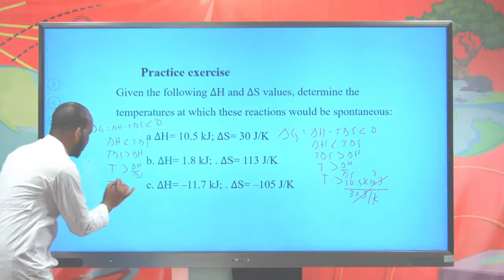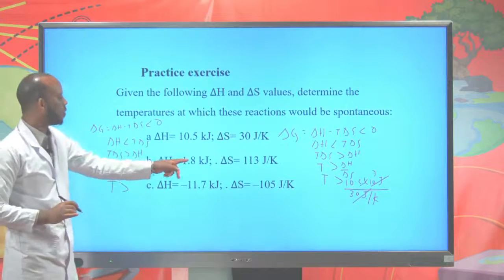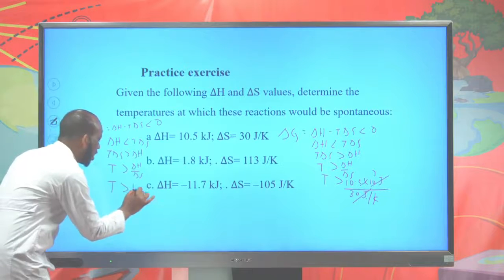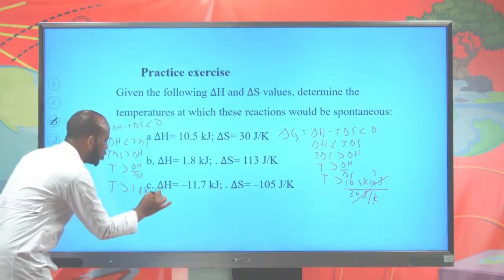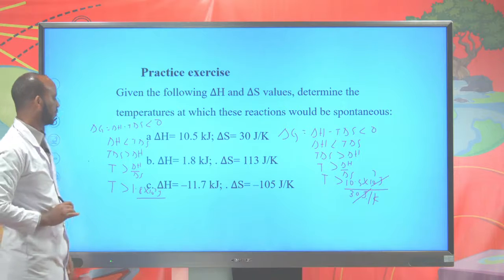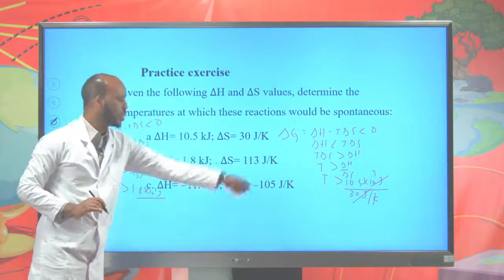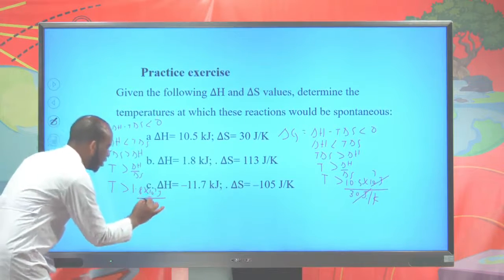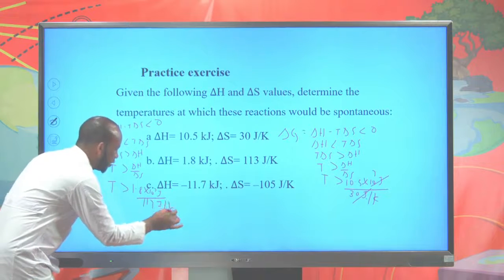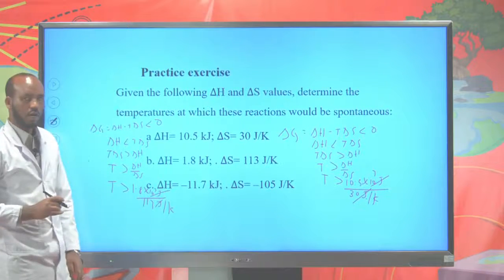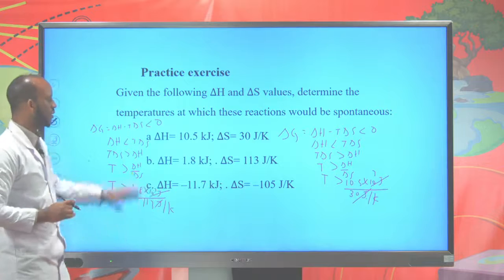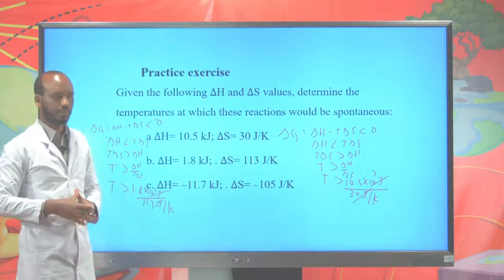For T greater than delta H, which is 1.8 kilojoule, or 1.8 times 10 raised to 3 joule, divided by delta S, which is 113 joule per Kelvin. Joule will be cancelled by joule. For T greater than this value, this reaction would be spontaneous.